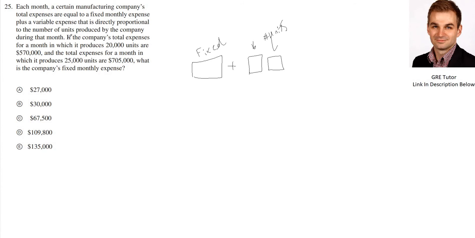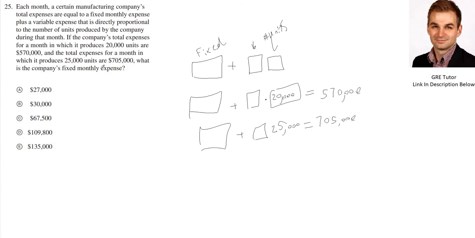If the company's total expenses for a month in which it produces 20,000 units, so the 20,000 units right here, this is the 20,000 units, so this goes right here, and the total is $570,000 right there. And the total expenses for a month in which it produces 25,000 units is equal to $705,000. Alright, I'm just adding our boxes again.